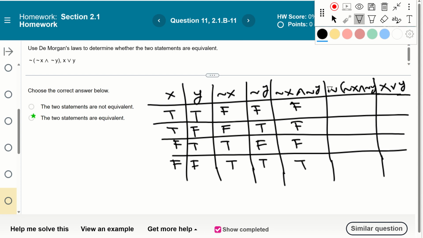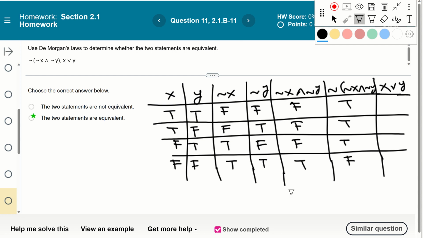All right, now we're going to look at the negation of this whole conjunction right here. That just means whatever values these are, they're going to be the exact opposite, right? So the opposite of false will be true. The negation of false will be true again, and then true again. And for the negation of true, we're going to get false.